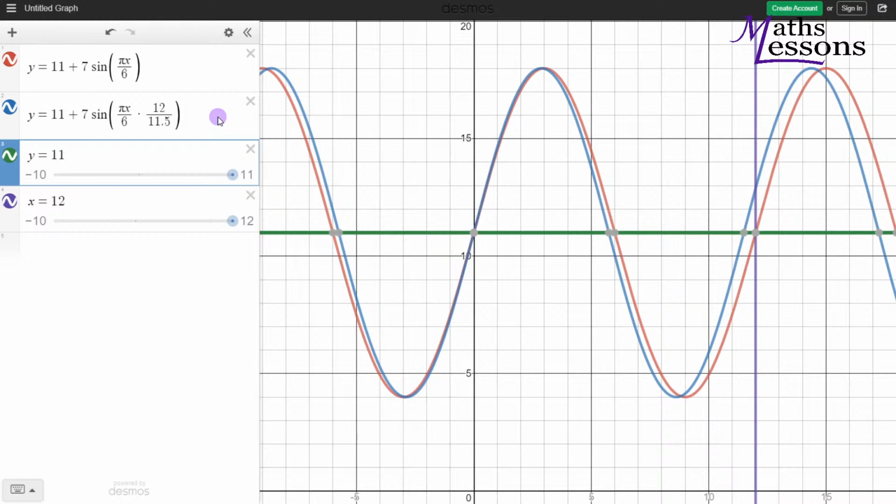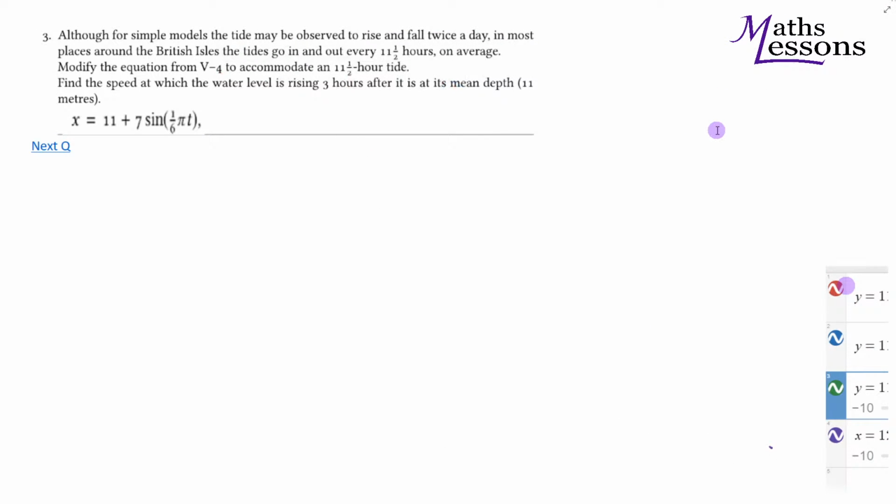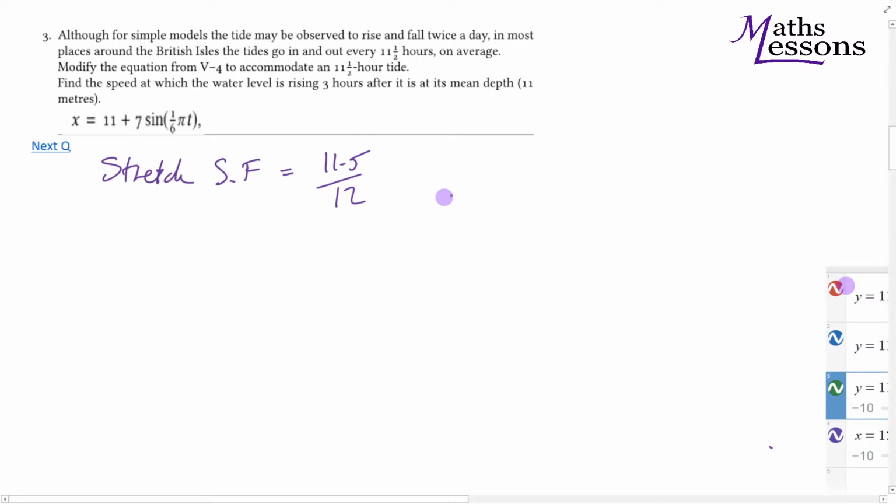We're doing a stretch, scale factor 11.5 over 12. And when we do that on the graph, you do it inside, and we actually don't times by 11.5 over 12, we times by 12 over 11.5. So let's just get our work back up on here. So we want to do a stretch, scale factor equal to 11.5 over 12, because we're going to make the wavelength that many times shorter.